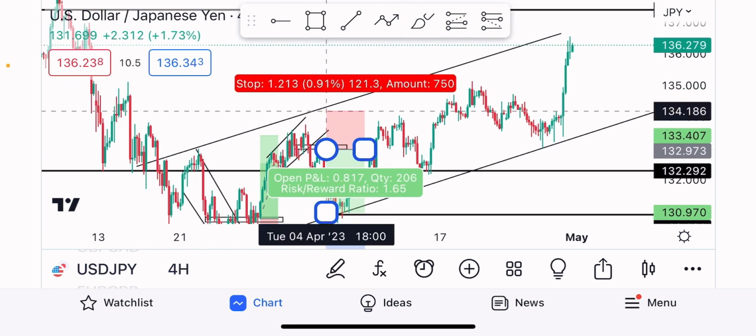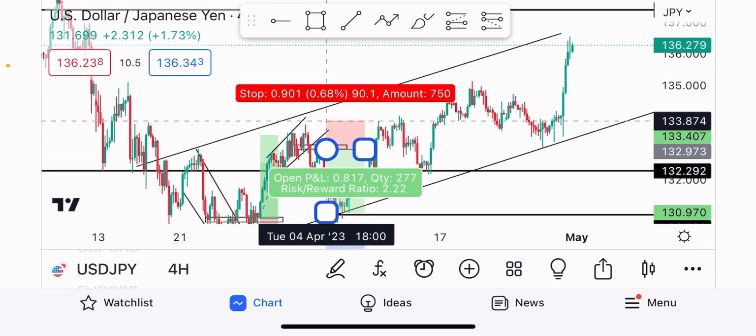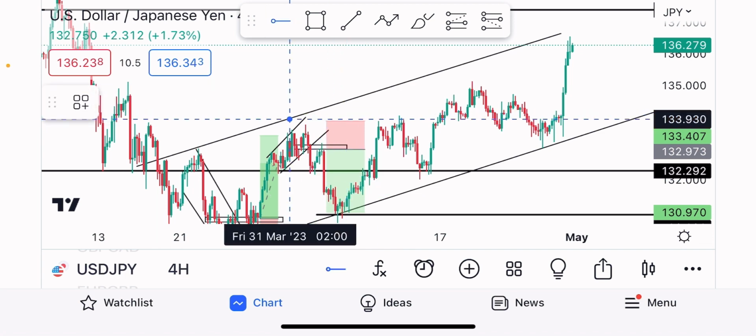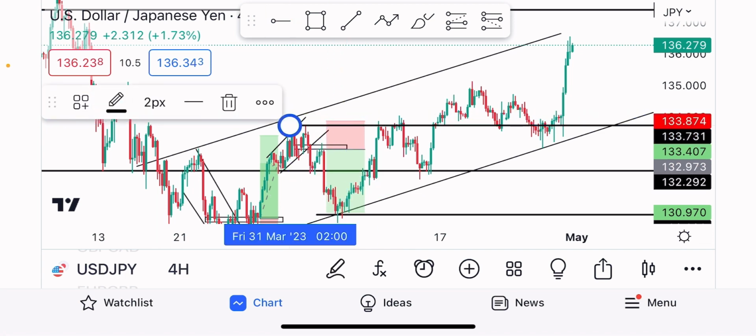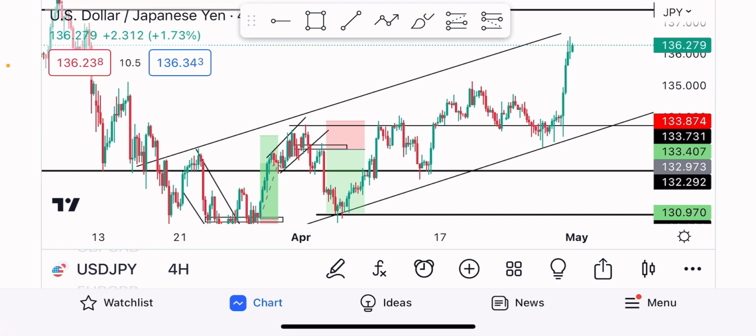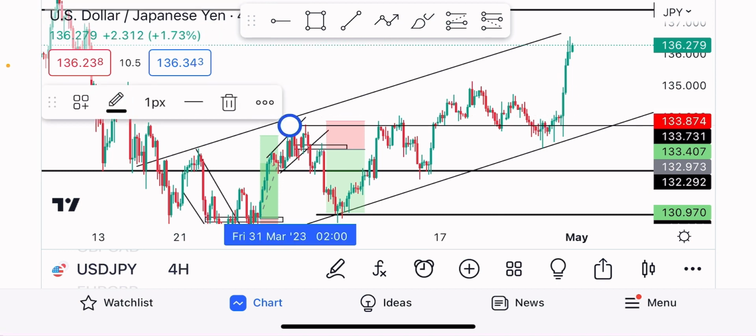Our stop loss will be above these recent highs. See our recent high at this point. We had our recent high at this point, so our stop loss will be above it.